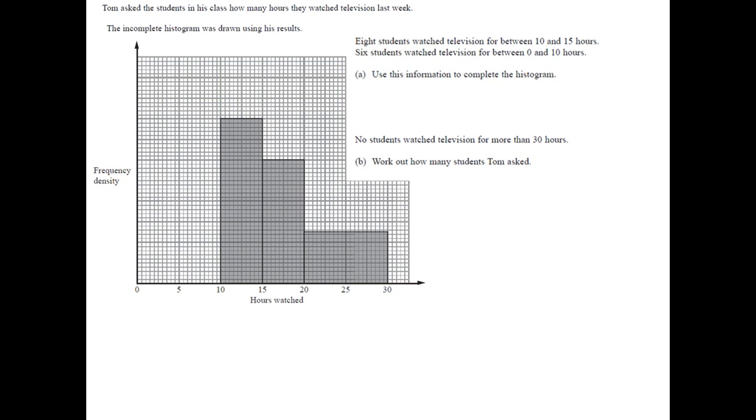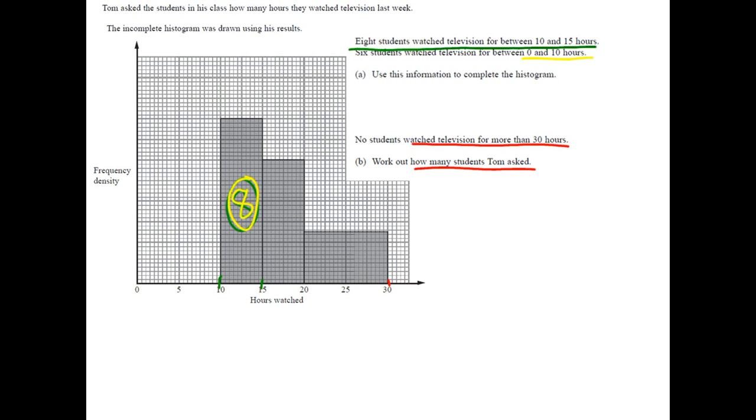So, histogram, we're not given a table on this one. Okay, fair enough. Tom asked the students in his class how many hours they watched TV for last week. The incomplete histogram was drawn using the results. 8 students watched TV for between 10 and 15 hours. So between 10 and 15, let's put an 8 in the middle. Let me try and make that stand out. 8 people. 6 students watched TV between 0 and 10 hours. No students watched TV for more than 30 hours. Okay. And work out how many students Tom asked in total.